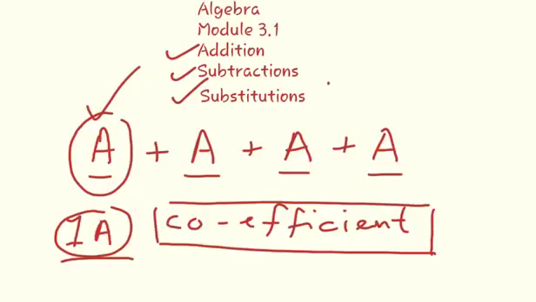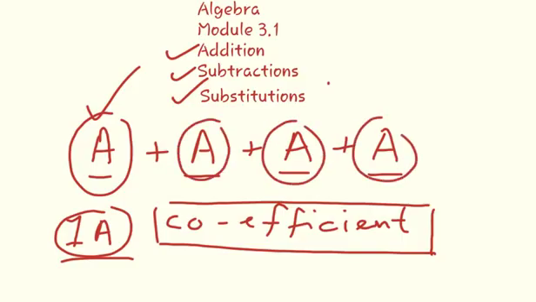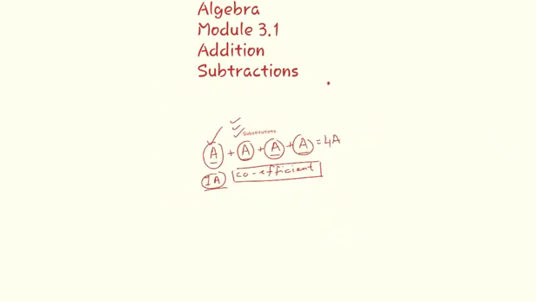Algebra is quite straightforward. This A can be represented as apples. It could be bananas, it could be cherries, it could be anything. So you're learning a language. Algebra is the language of maths, and it's not difficult. So A plus A plus A plus A equals 4A, and that's how you write it. Very straightforward.